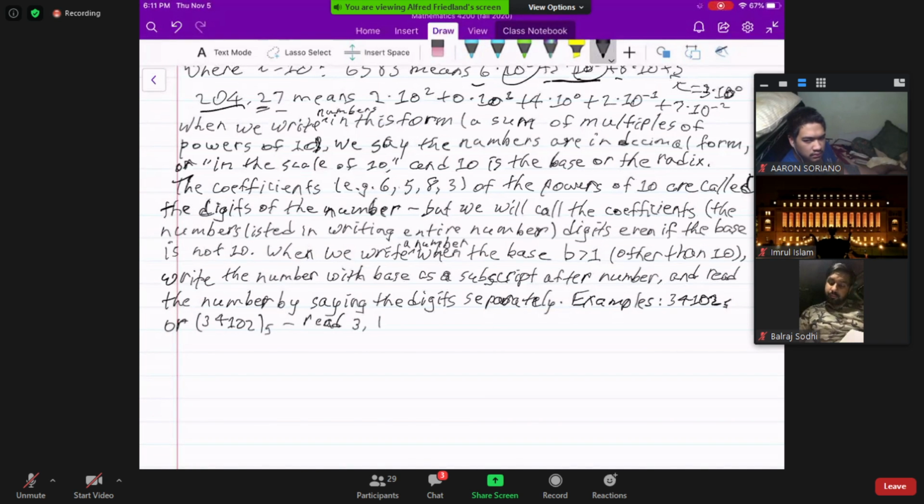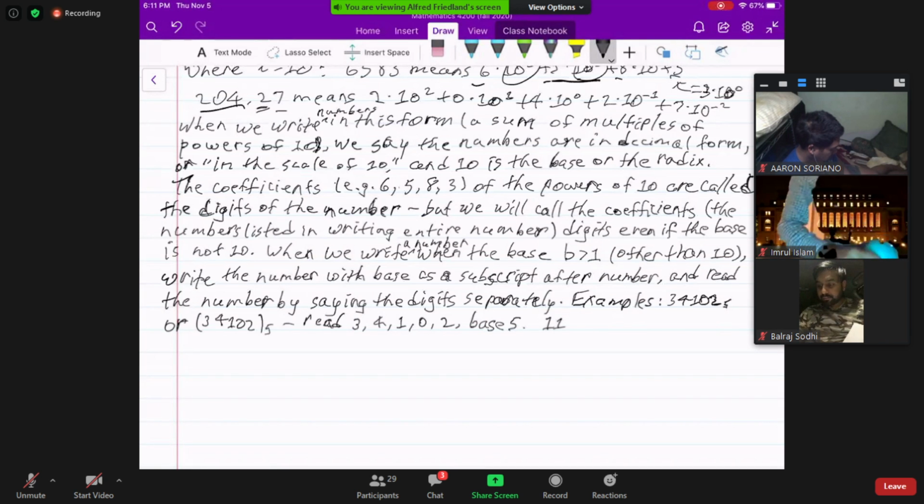If the base is different from 10, this is read 3, 4, 1, 0, 2, base 5. 11001 base 2 is 11001 base 2. So it's not 11,000. Again, you use the words hundreds, thousands, millions, and so on, only in base 10. If the base is different from 10, you just read the numbers, which I'll call digits, even though they're not base 10 digits.